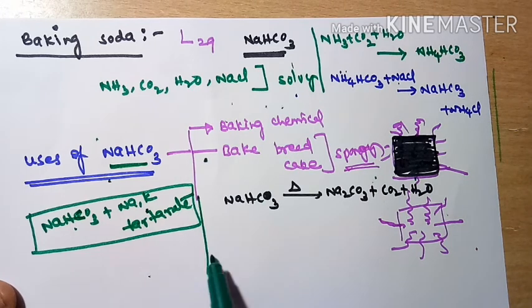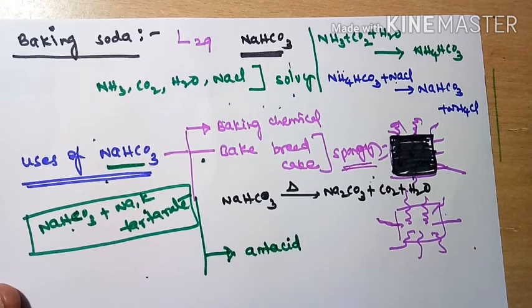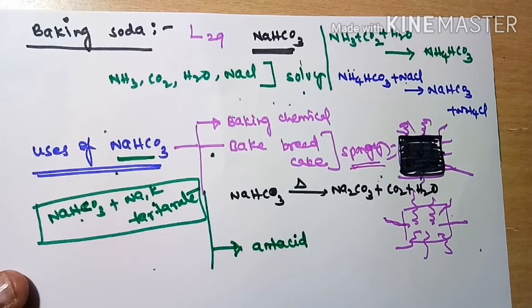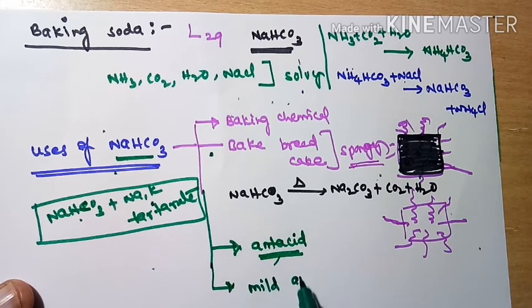Next, some more uses. It is used as an antacid. What is meant by antacid? A substance which works against acid, that means it neutralizes the acid present in our stomach. So it is used as an antacid tablet or antacid material. Next, it is used as a mild antiseptic.